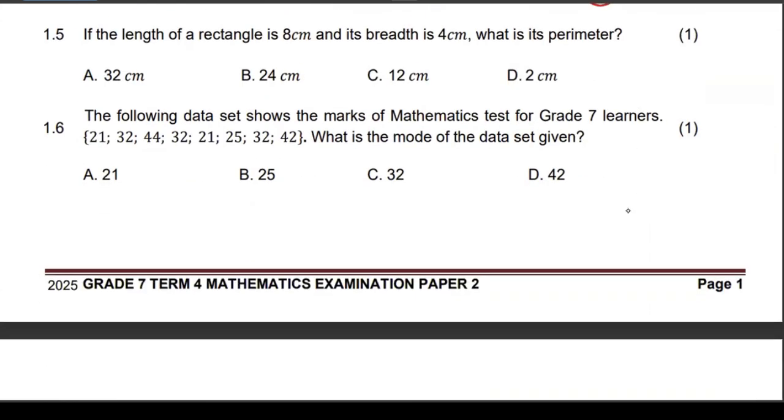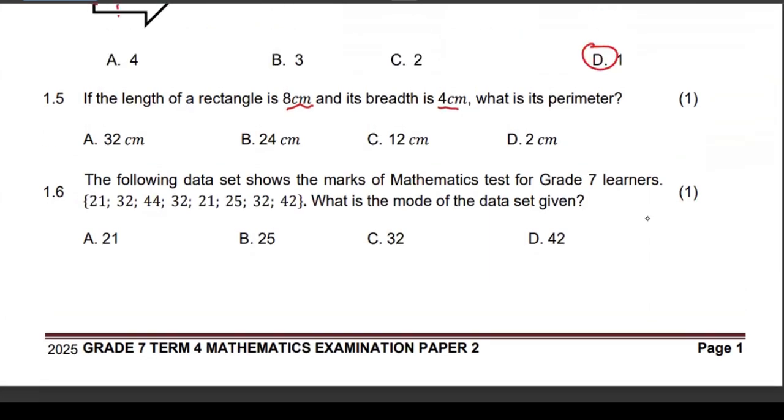1.5, if the length of a rectangle is 8 centimeters and the breadth is 4 centimeters, what is the perimeter? One thing we know about perimeter is that it's the distance, the total distance around the shape. Okay, so if that is our rectangle, if the length is 8, the breadth is 4, the length is 8, the breadth is 4. From our properties of 2D shapes or quadrilaterals, we know that the opposite sides are equal.